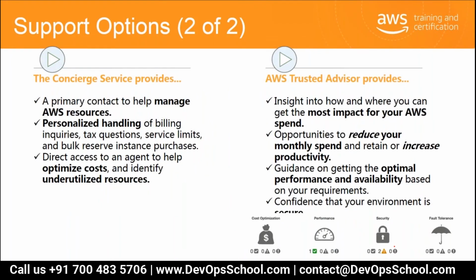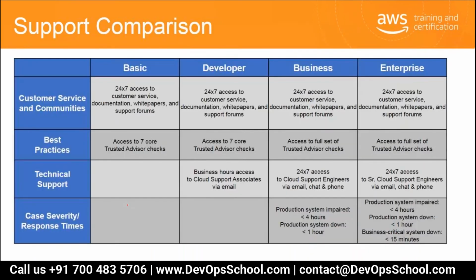In support option 2, we have a few things, like you can use the basic Trusted Advisor, and then there is the concierge service which provides you a primary contact to help manage resources. It gives you a personalized response to your queries and billing questions and all. So these are some support options which you will get when you subscribe to AWS. Comparison of the support options. It makes sense if you are a business and you want to attain some support. You can make use of that.